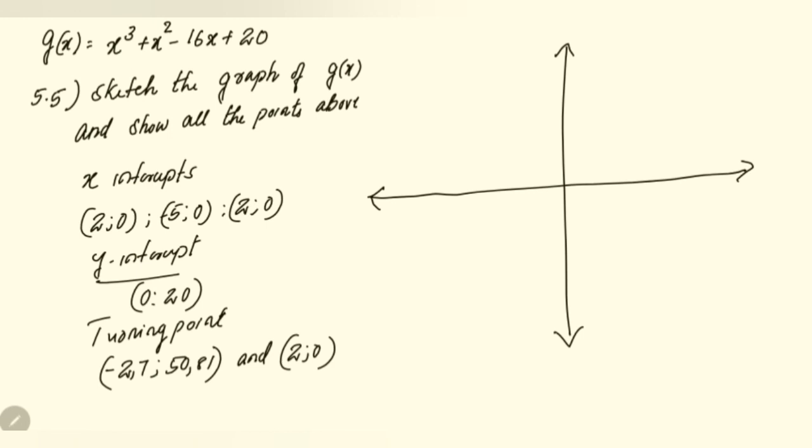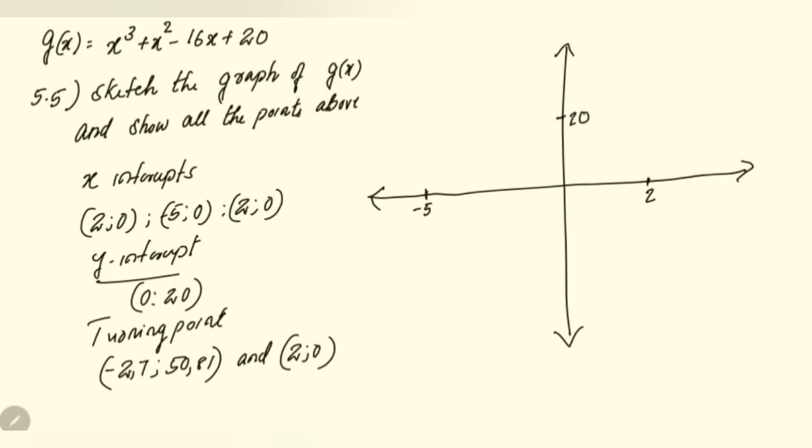So now the points, what are the x-intercepts? That is minus 5. I'm just putting approximately. We are not drawing accurately. Minus 5 is somewhere here. Then 2 is somewhere here. So these are the x-intercepts. Then the y-intercept is (0, 20). So 20, I'm just putting somewhere here, okay.